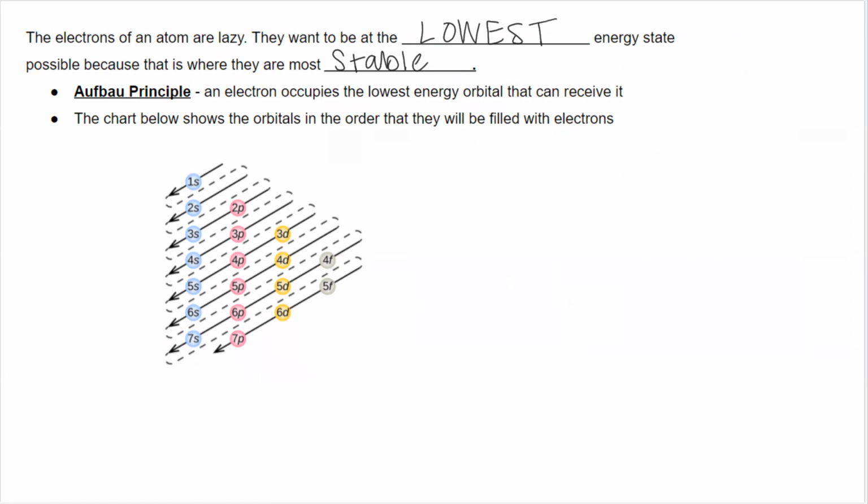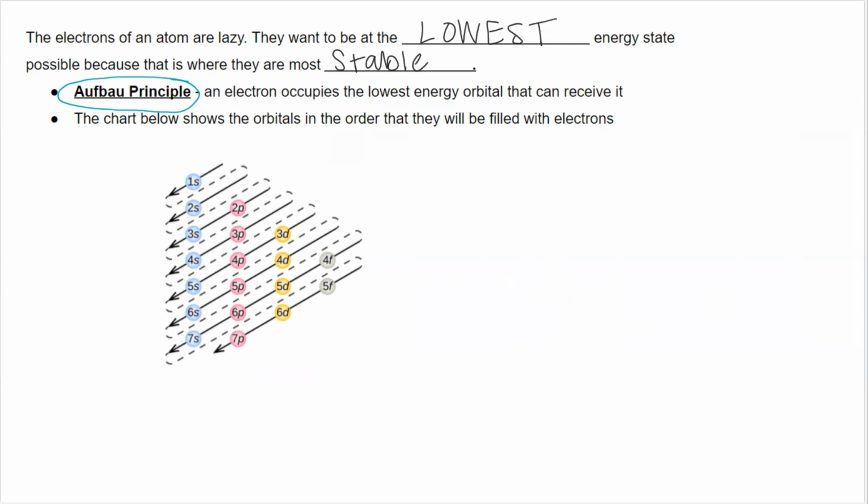Everybody wants to be stable. They don't want to be unstable. That's why we see that light emitted as part of our flame test. It's because they can't maintain that high energy state that they jumped up into. They want to fall back down and go to where they are stable, where they have the least energy. So this principle, called the Aufbau principle, just says that same thing: an electron is going to occupy the lowest energy orbital that can receive it.